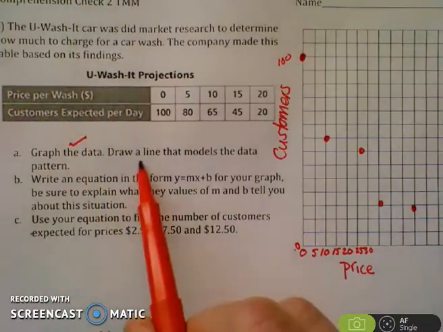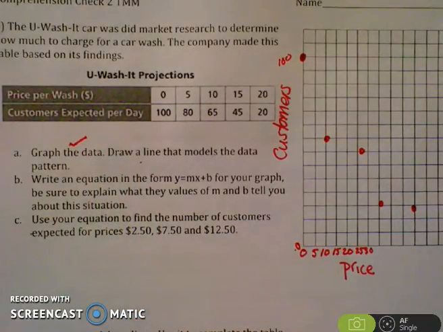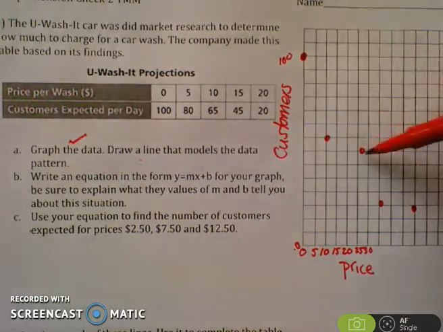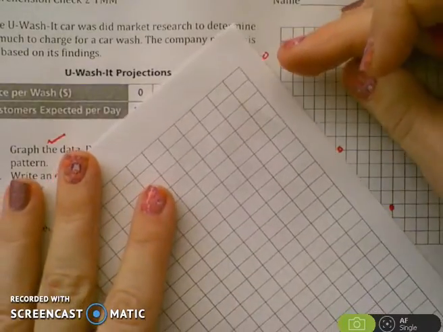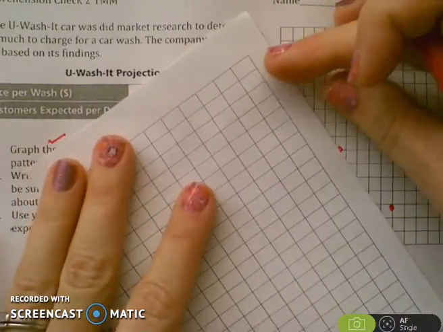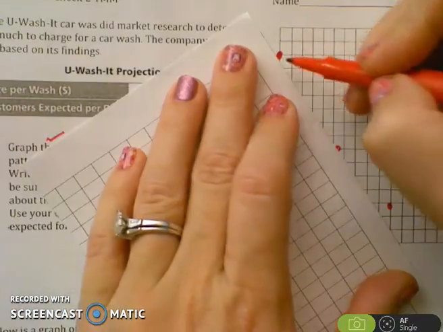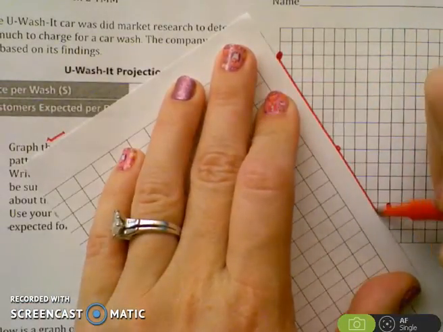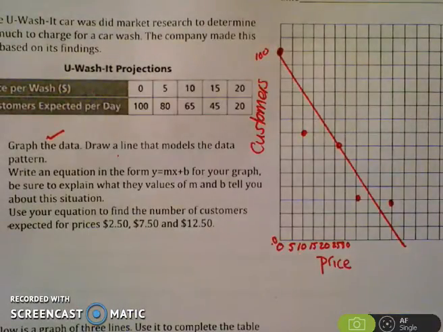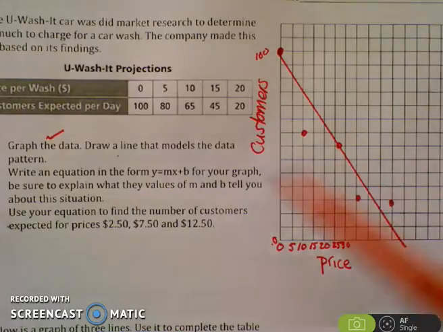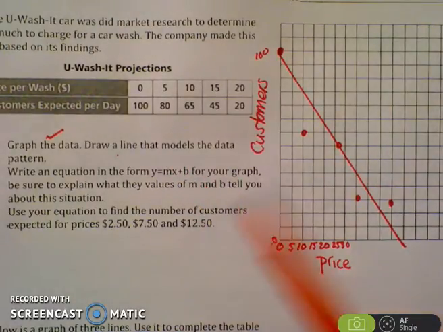You've done that. The next part is draw a line that models the data. So I'm not going to connect them. What I'm going to do is find a straight edge and try to connect as many as possible. I want to summarize this data. So that's a model of that line, of that data. So I draw my line. And I think I probably could have done it a little bit better. It's a little far from these 2 points. But that's my line that models the data.